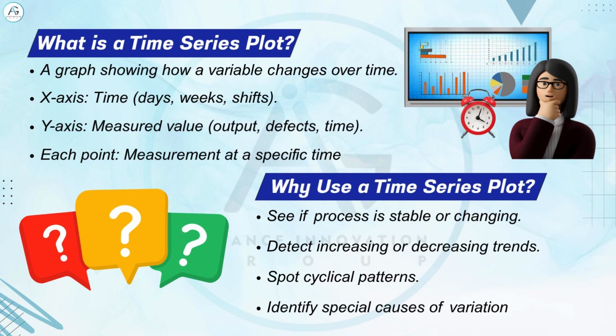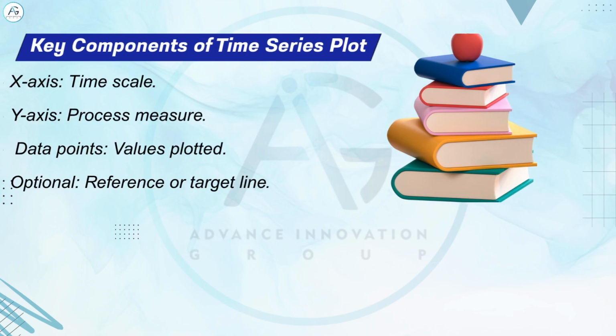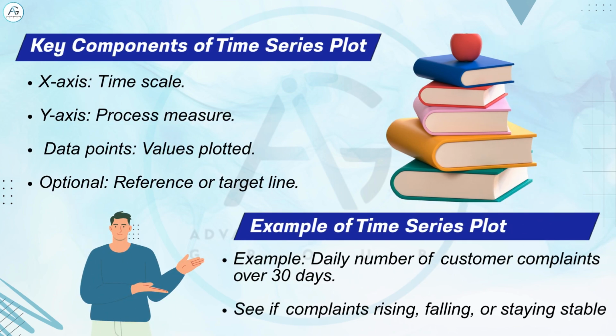We can detect trends, for example, whether performance is improving or declining. We can spot cyclical or seasonal patterns that repeat at regular intervals. And we can identify special causes of variation, those unexpected spikes, dips, or shifts that may signal a problem. Time series plots are especially valuable in the measure and control phases of Six Sigma, as they provide a visual timeline of process behavior. Let's go over the key components of a time series plot.